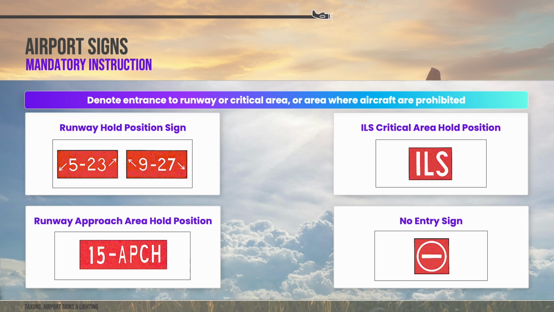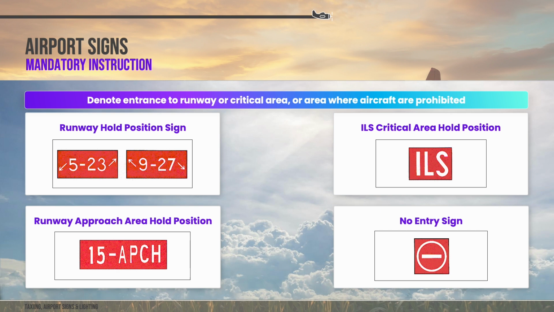So to denote the entrance to runways or critical areas or areas where aircraft are prohibited, you're going to see these runway hold position signs, and it just tells you that 23 goes to the right diagonally, 5 goes to the left diagonally. So if you're coming up on a diagonal taxiway like that, runway like that, you know which direction it goes. Same with 9 and 27, okay?